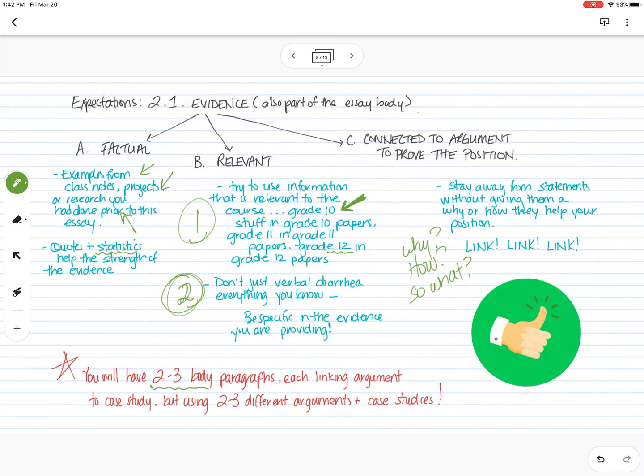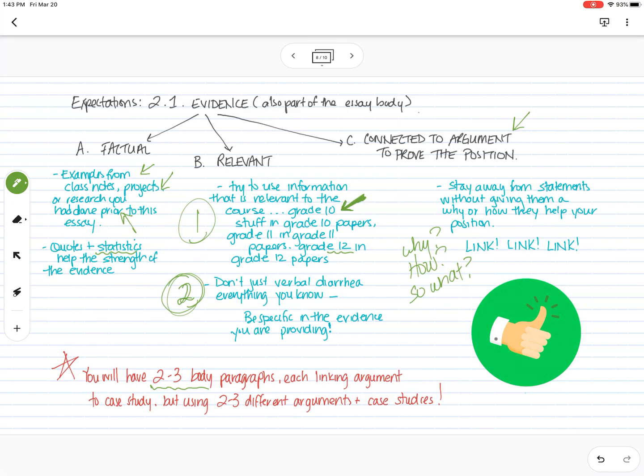You do need to be specific in the evidence you're providing, in the case studies you're providing, to make sure that they link to your argument, that they are actually pulled out of the overall case study to be specific in proving whatever argument you were trying.